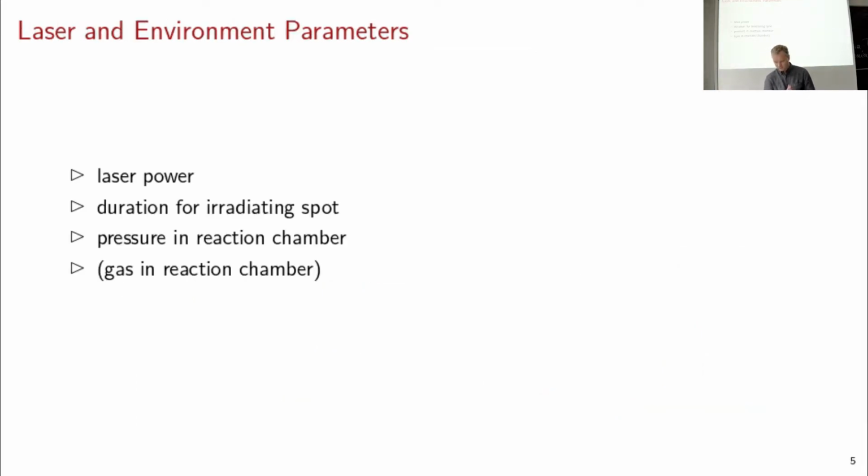Okay, so what parameters are we actually dealing with here? So there's a laser power, kind of obvious, right? So you can vary that. The duration for irradiating a spot, or in the second scenario where we want to do lines, the speed at which we move the laser, although it's not quite that easy in practice, so if you just move it at a constant speed you don't get the same kind of transformation of the material in every place. Then we can also control the pressure in the reaction chamber, and the final thing we can control is the gas in the reaction chamber.